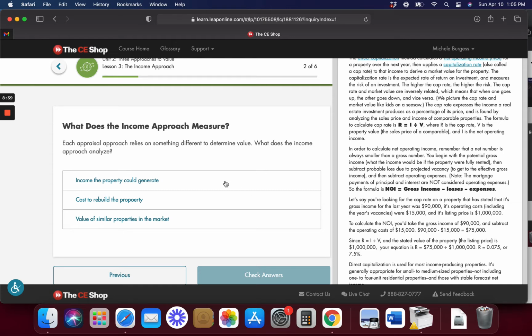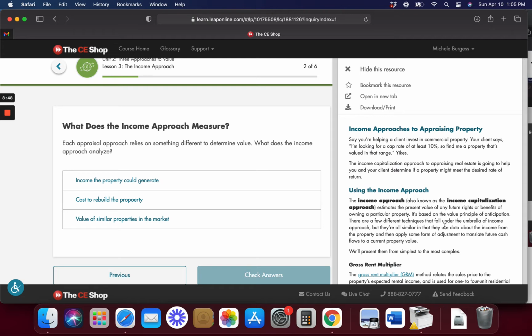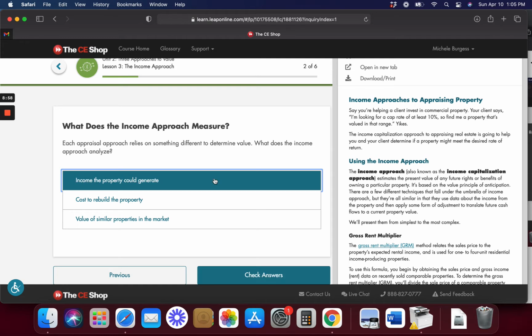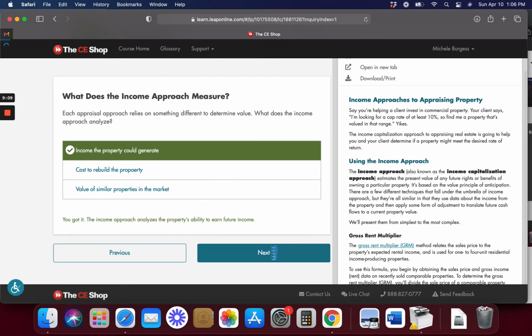All right, what does it analyze? It estimates the present value of any future rights. I don't know. Let's try this one, see if it's right. You got it. Income the property could generate. Okay. Income approach measures income, so this would be for investors. That's how you're going to remember that.